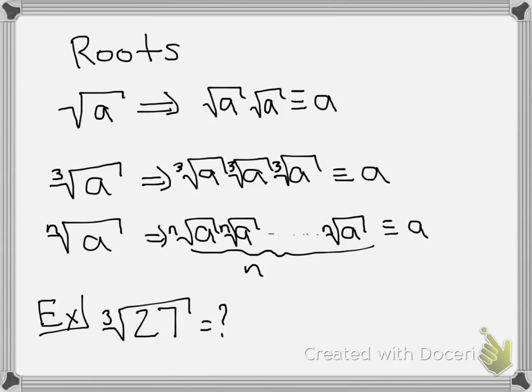Okay, so let's just look at a quick example. What is the cube root of 27? Well, 3 times itself 3 times gives us 27. So the cube root of 27 is 3. So that's our answer, 3 here.